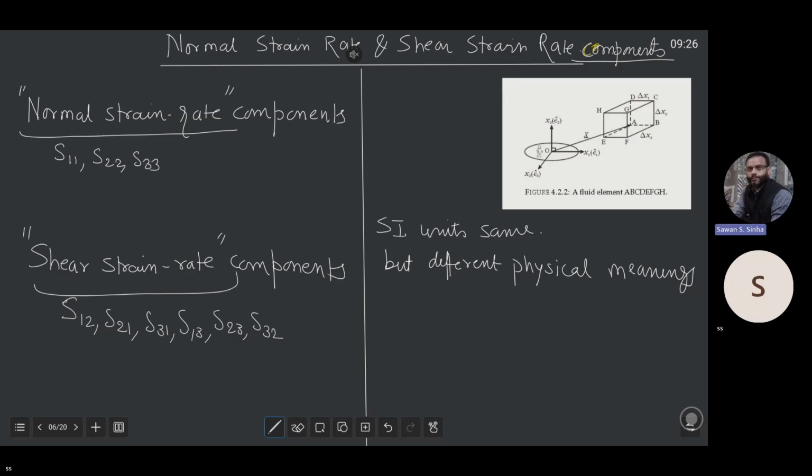Later, we will learn that stress, which is also a second order tensor, we classify the components of stress tensor also as normal stress and shear stress. Will come later. For the time being, keep this in mind. This I have already said, SI units of all the components are the same, but physical meanings of individual components are different.